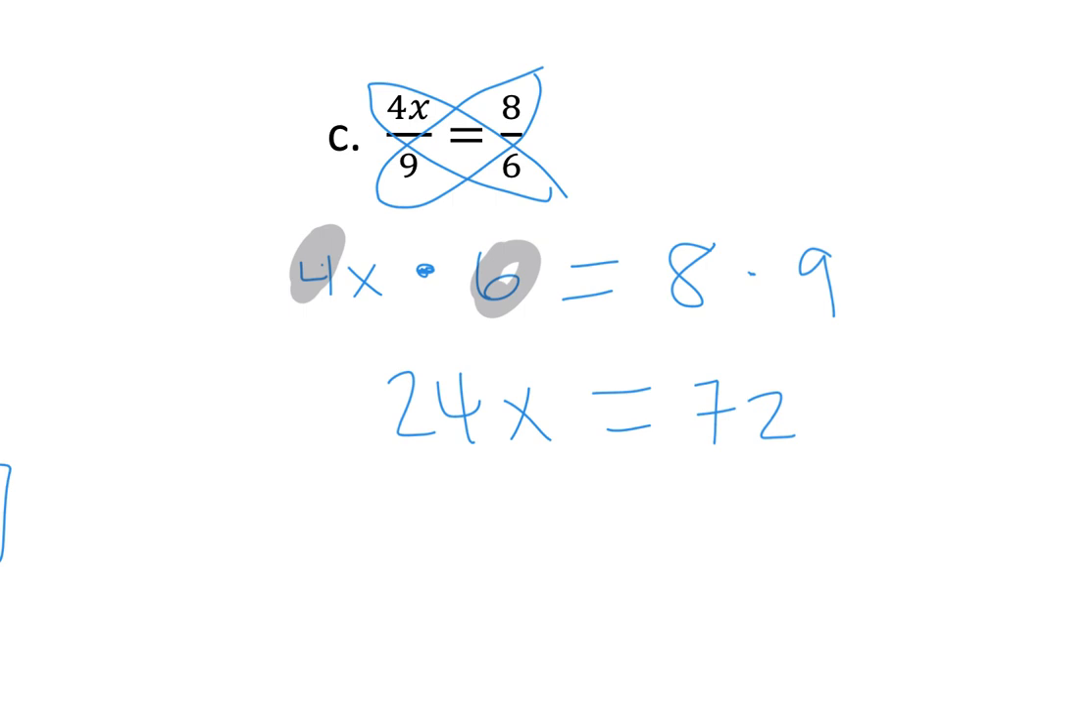All right, so my last step is just to divide, right? 24 and x are multiplying, so the opposite is to divide. So I'll divide by 24 here so that x is alone, and then I have to apply it on the other side.